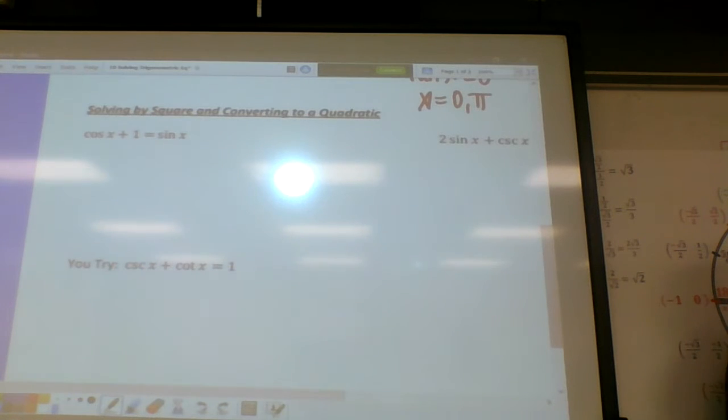Sine of theta equals cosine of 90 minus theta. So those are cofunction identities, right? So the only relationship we have between sine and cosine is cofunction.